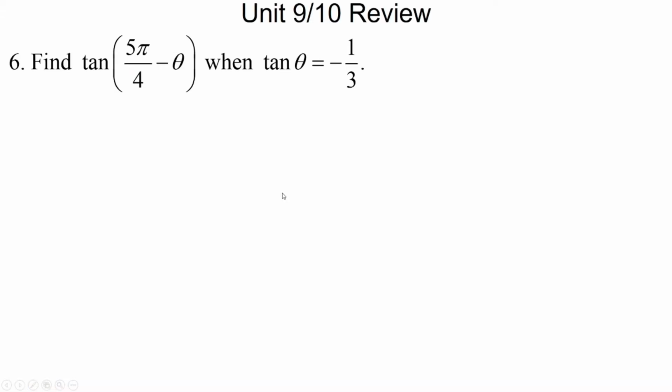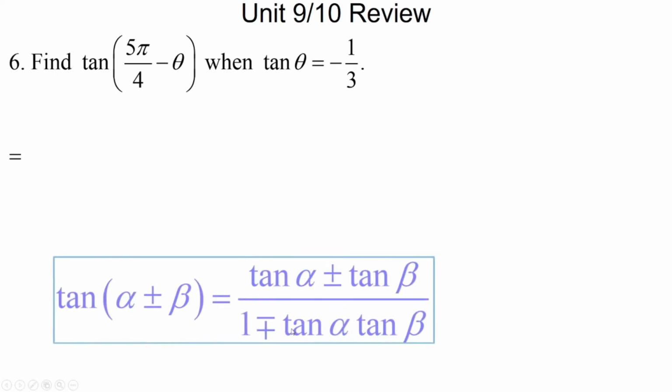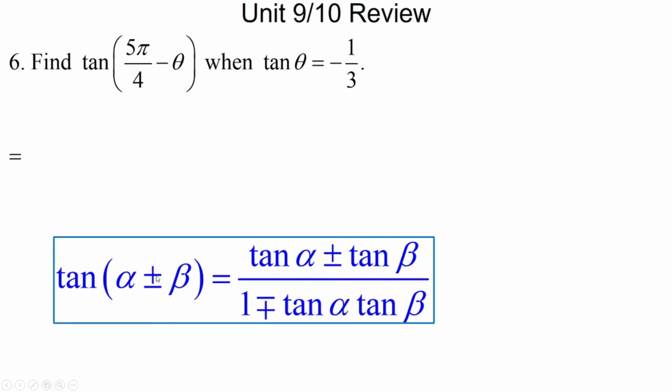Okay, number 6. Find tangent of 5 pi over 4 minus theta. And they did give us that tangent of theta is negative 1/3. So we just need our sum and difference formula for tangent. Here it is right here. Tangent of alpha plus or minus beta equals tangent of alpha plus or minus tangent of beta over 1 minus plus. Remember what that notation means? Tangent of alpha times tangent of beta.